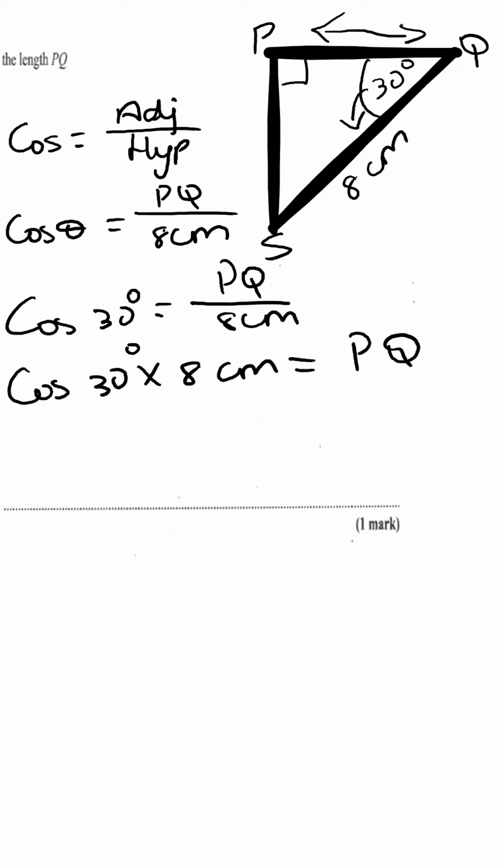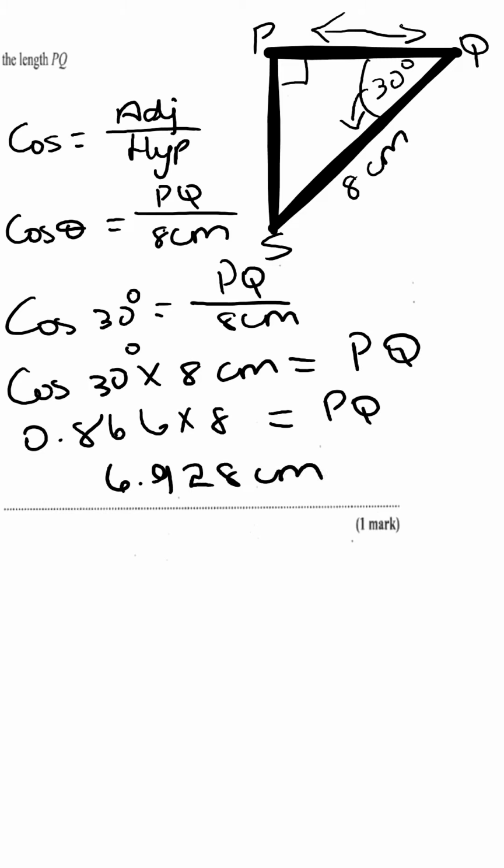Now we go to our calculator and we look for cosine 30 degrees, which I would round off to 0.866, multiplied by 8 is equal to PQ. So therefore, 6.928 centimeters is equal to PQ.